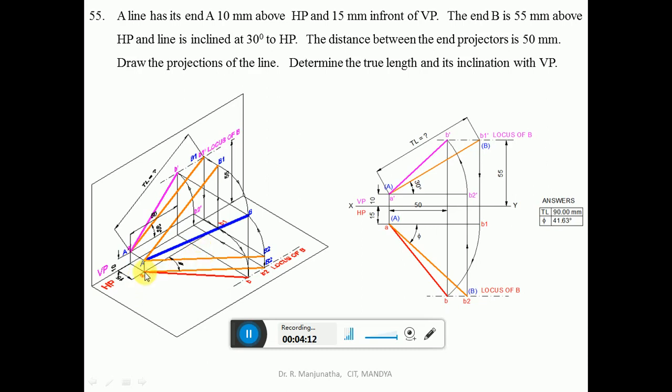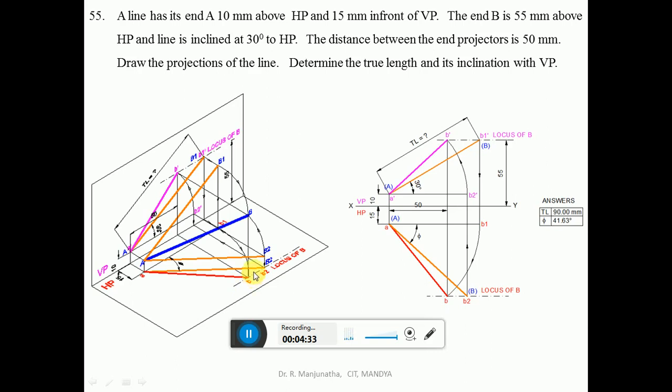So with A as center, you take the radius of AB1 and then draw an arc such that it will cut the end projector line at this point, and you mark this point as small b. Then join A to B with a dark line.